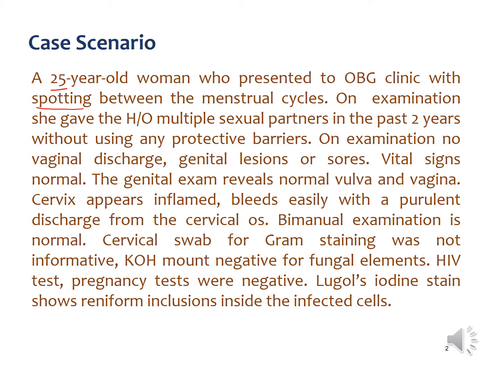On examination, she gave a history of multiple sexual partners in the past 2 years without using any protective barriers. On examination, there was no vaginal discharge, genital lesions or sores. Vital signs were normal. The genital exam reveals a normal vulva and vagina. The cervix appears inflamed and bleeds easily with a purulent discharge from the cervical os.